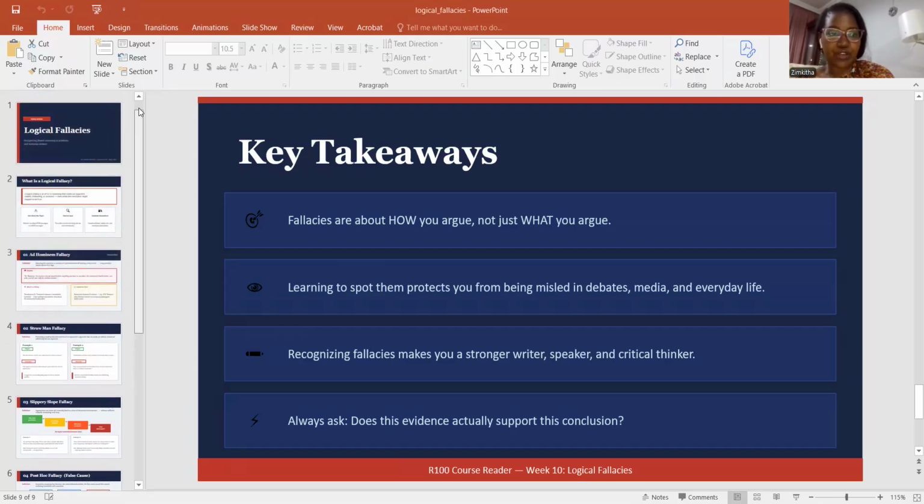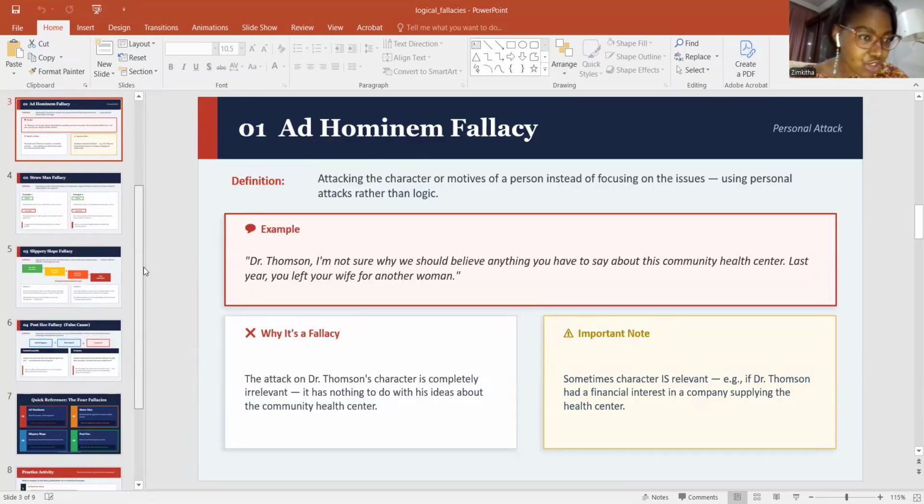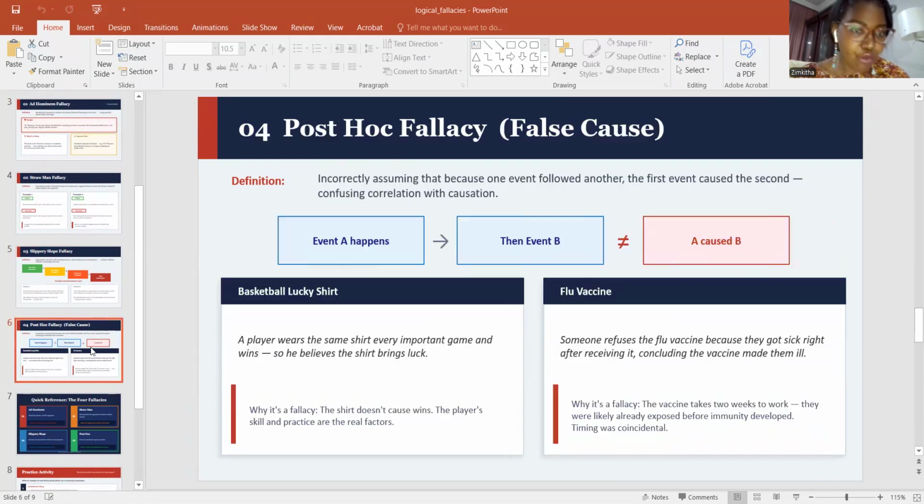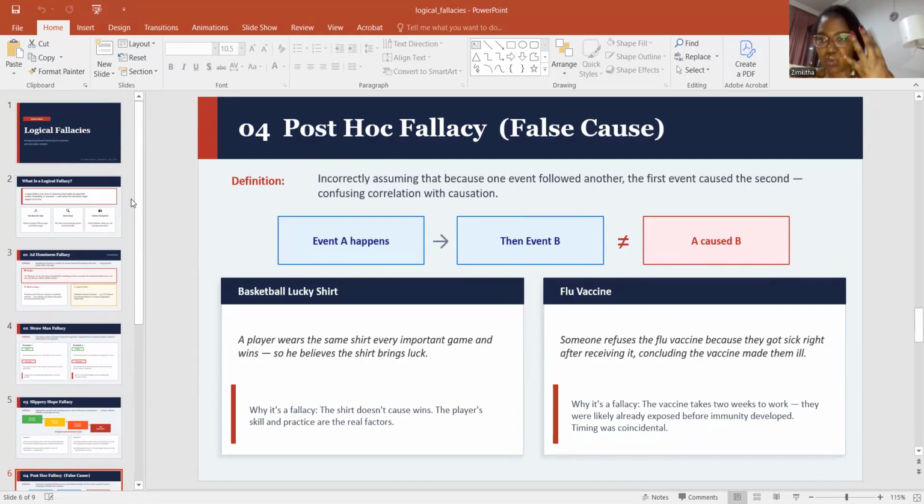So I'm going to quickly just do a revision. Sorry about that. Sorry, let me just re-share this again with you guys. There you go. I'm going to do a quick revision on all the different logical fallacies that we've done. We actually did just about four of them. Okay. So we looked at four logical fallacies that we're going to discuss a bit.